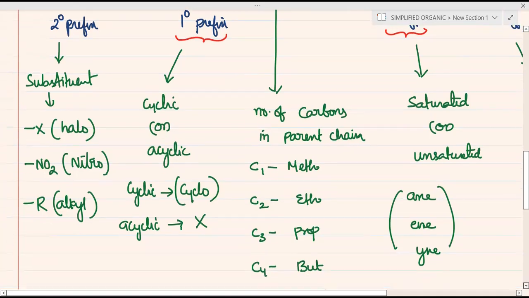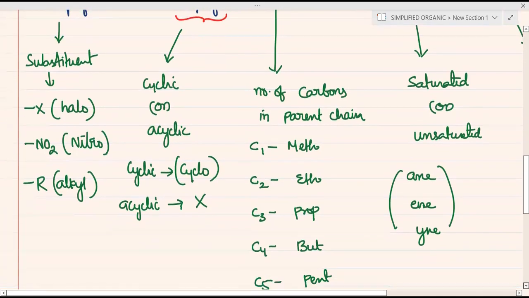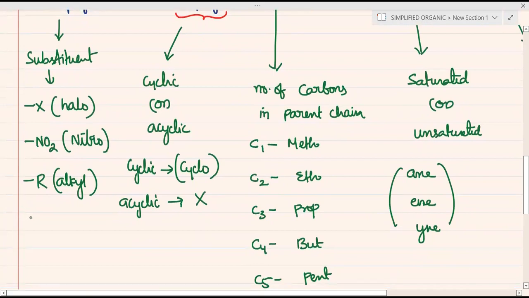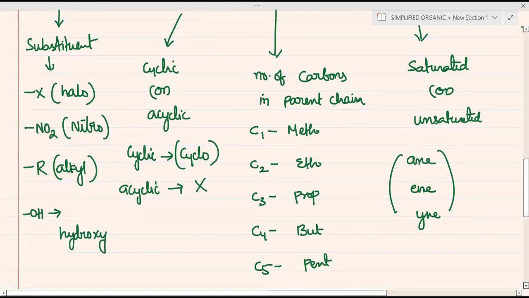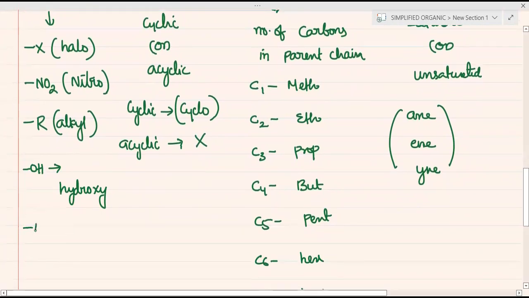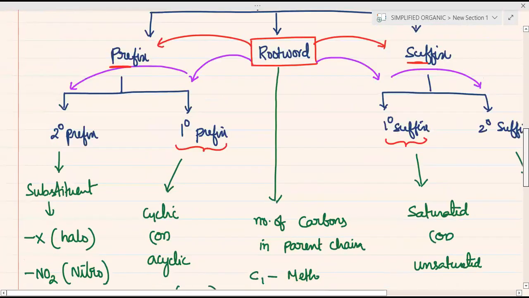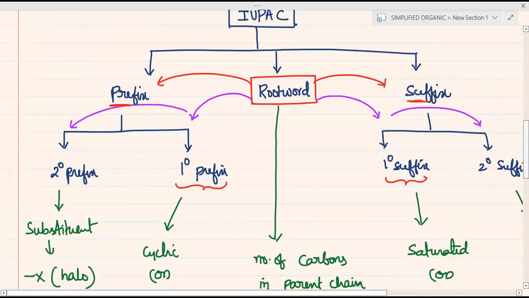Okay. So if there is any alkyl group, it's called alkyl. Sometimes the alcohol can act as a substituent, so it's called hydroxy. And sometimes NH2, amine, can also act as a substituent, so it's called amino, etc. So this is about the 5 different parts of IUPAC: secondary prefix, primary prefix, then root word, then primary suffix and secondary suffix.